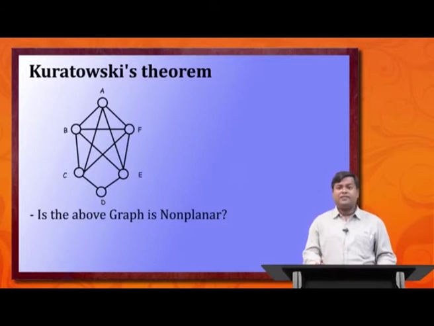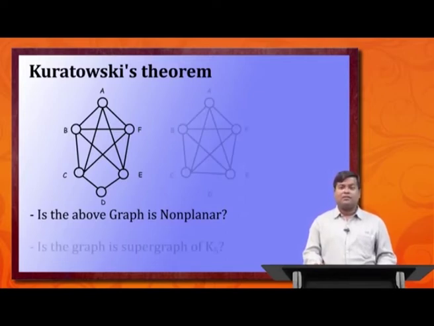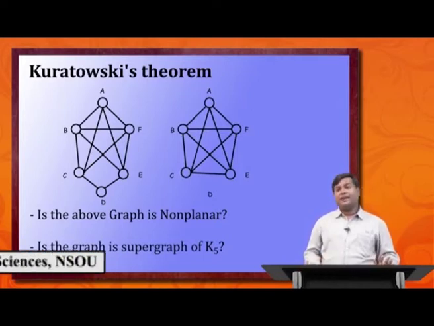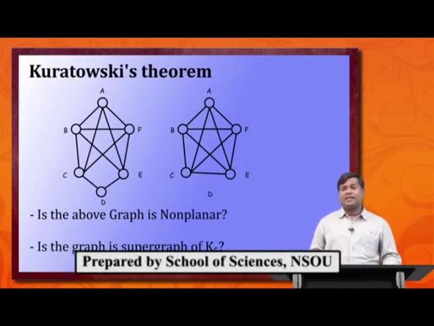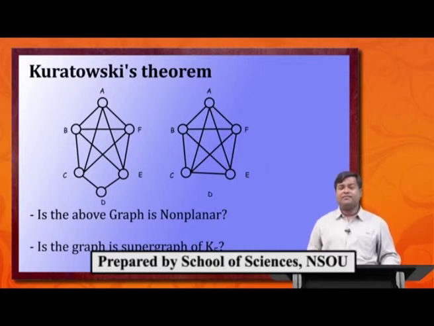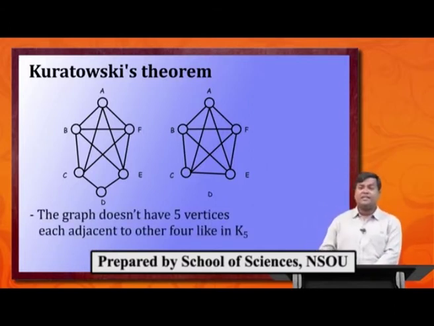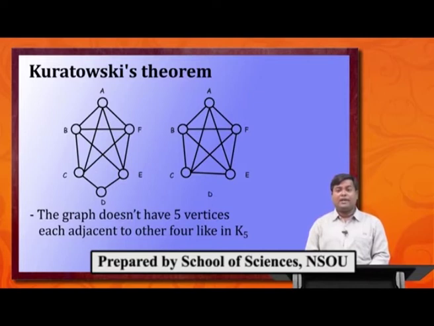Now the idea is we need to check whether it is a supergraph of K5 or not. So is the graph a supergraph of K5? See the K5, I have also drawn that K5 graph by the side of the original graph, and we are seeing that the graph does not have 5 vertices each adjacent to the other 4 like in K5. So in K5 we are seeing all the vertices are basically adjacent to the other 4 vertices, right?